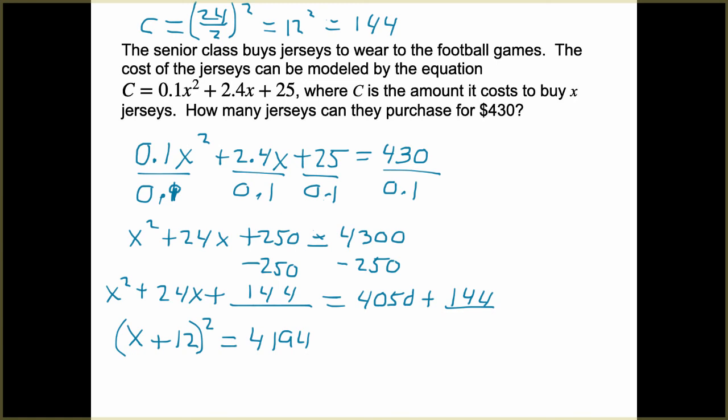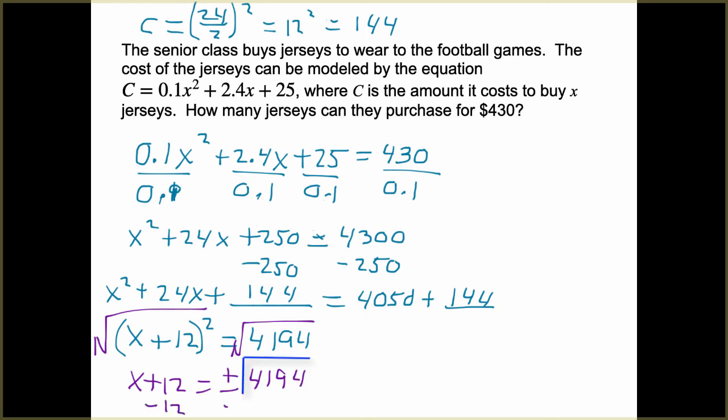We then take and use our square root property. We have a squared term equal to a number. So the square root property comes into effect, and we get x plus 12 equals plus or minus the square root of 4,194. So we're going to subtract 12 from both sides, and we get x equals negative 12 plus or minus the square root of 4194.